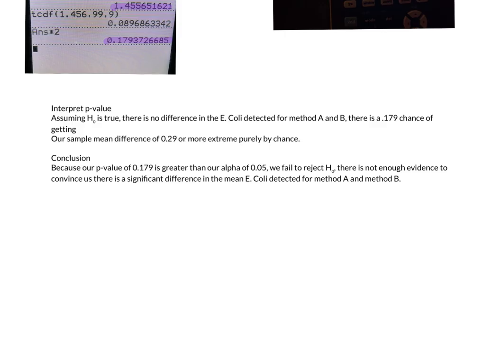In our conclusion, because our p-value of 0.179 is greater than our alpha of 0.05, we failed to reject H0. There is not enough evidence to convince us there is a significant difference in the mean E. coli detected for method A and method B.